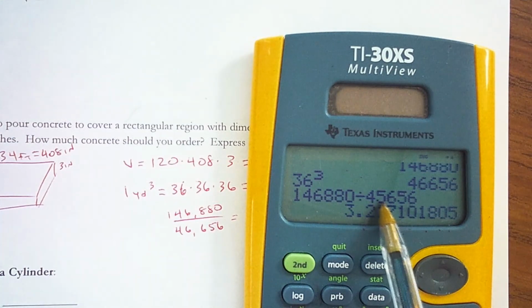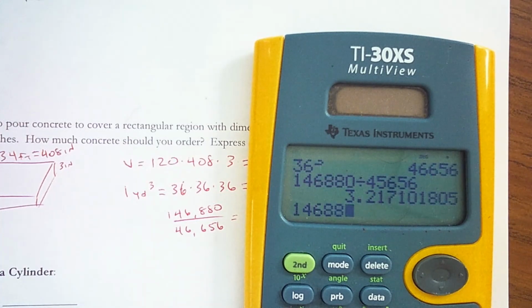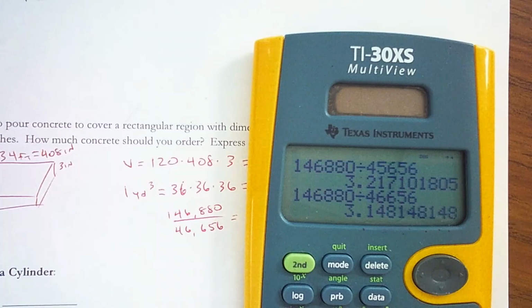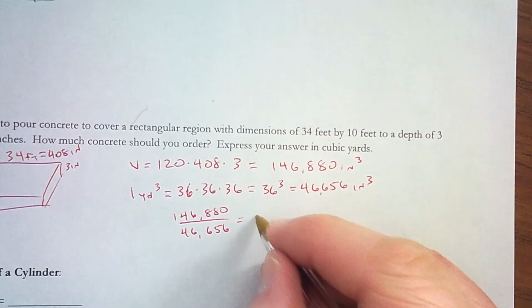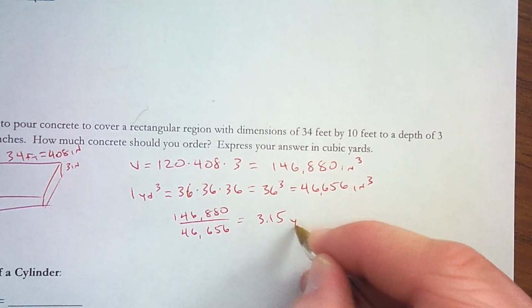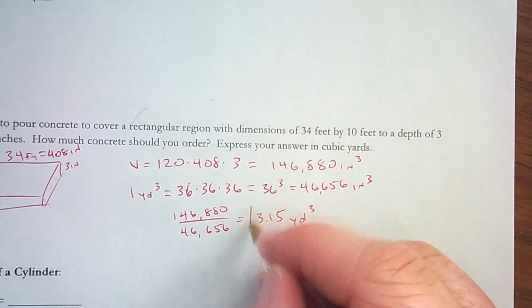But I see that I actually have an error here. This is supposed to be 46 and I put 45. So I'll do that again. 146,880 divided by 46,656, and we have about 3.15. So we need about 3.15 cubic yards of concrete.